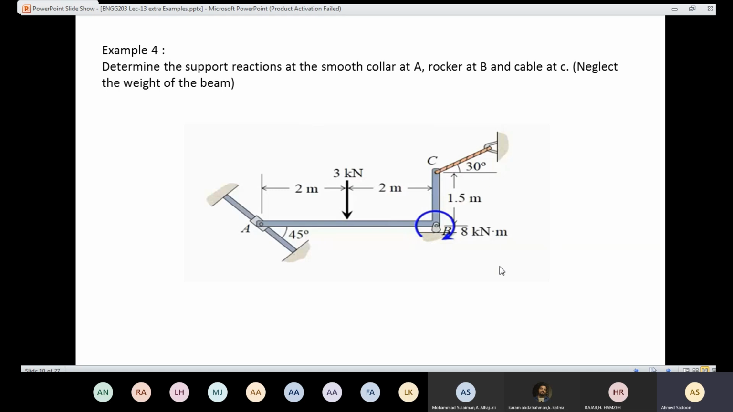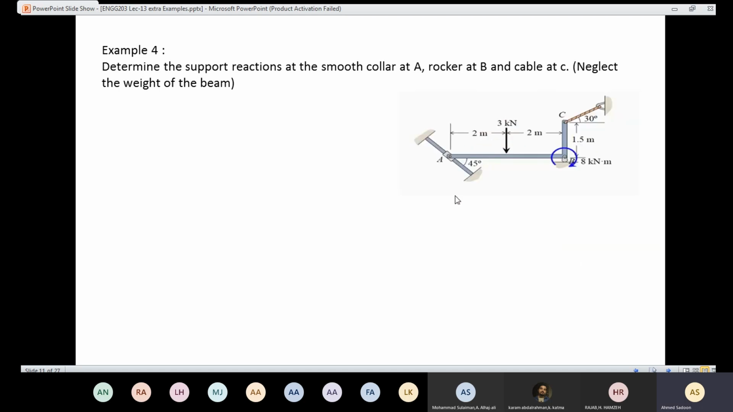And finally, here we have the cable. We know that the cable can take only tension. It cannot take compression. So instead of that cable, we are going to put a force at the same angle as the cable, and of course, it's going to be directed out from the structure because here we have tension.